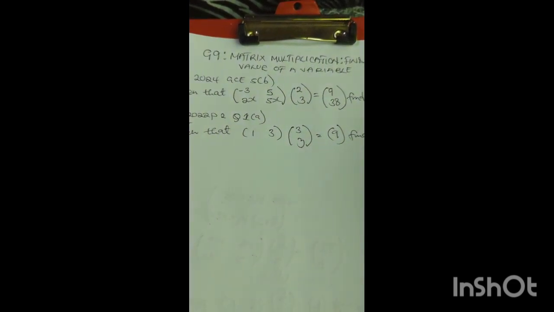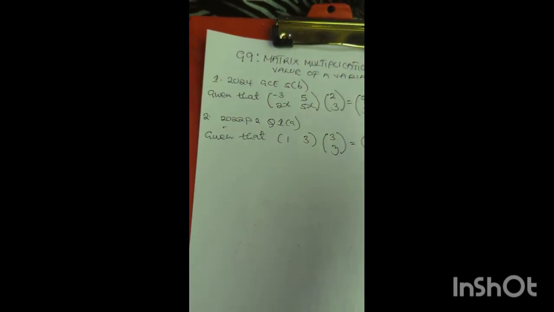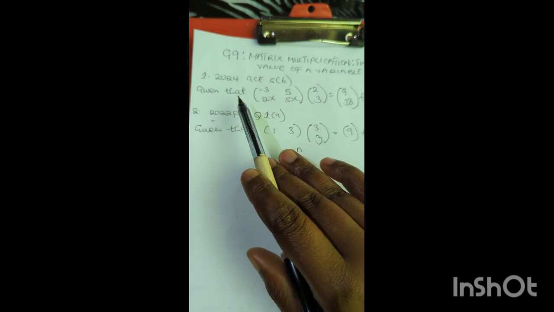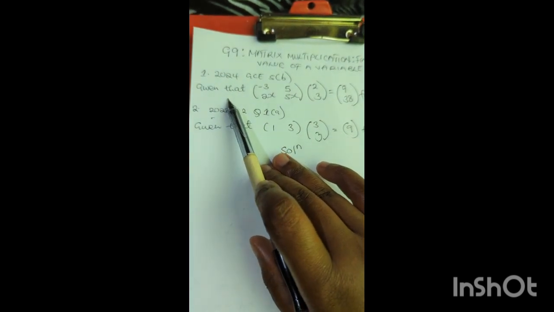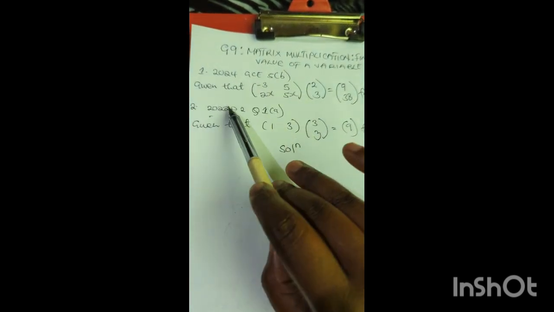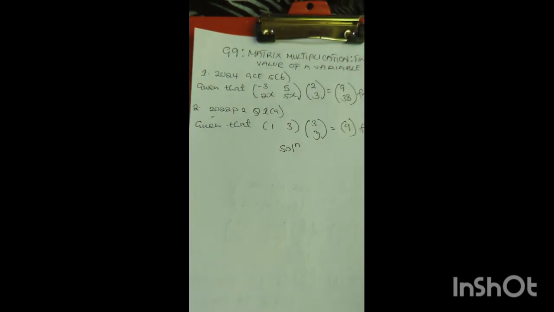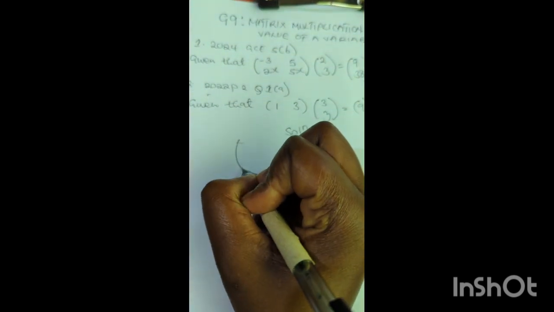So if they say find PQ, you write P first and then Q. If you write Q and then P, you're going to find a whole different answer. So just bear that in your minds. We'll go straight to solving this. I have a question from last year's GCE paper, that's 2024 GCE, and a question from the 2022 paper. So we're going to multiply.